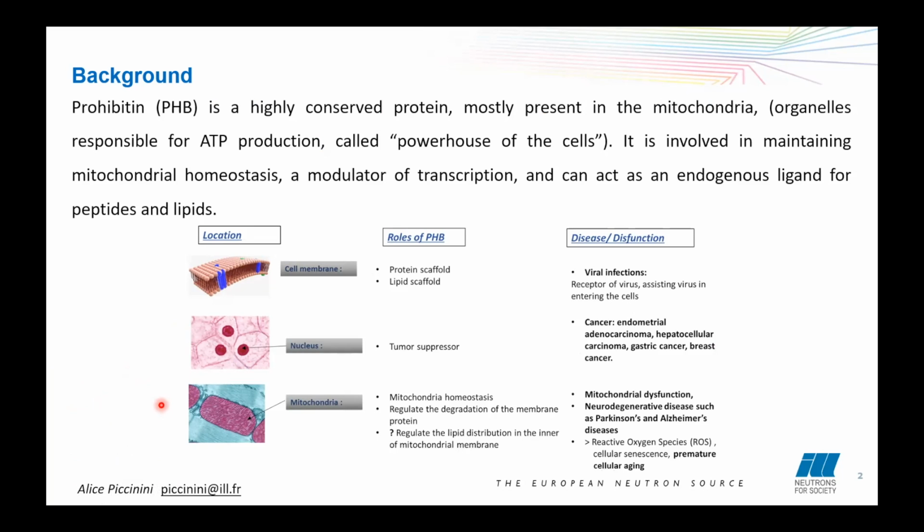And in the mitochondria, it is responsible for maintaining the mitochondrial homeostasis, that means maintaining the mitochondrial morphology and physiology. It is also co-responsible for regulating the degradation of the membrane proteins of the mitochondria. Alteration or deletion of prohibitin in the mitochondria can lead to mitochondrial dysfunction, leading to pathologies such as neurodegenerative diseases, like Parkinson's and Alzheimer's. It can also lead to a higher production of ROS, reactive oxygen species, leading to cellular senescence and premature cellular aging.